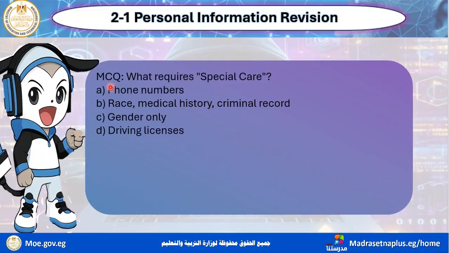Okay, an MCQ question. What requires special care? What's the thing that requires special care? Is it phone numbers, race, medical history, criminal records, gender only, or driving license? Well, the things that require special care are your race, your medical history, and of course your criminal record if you have one.